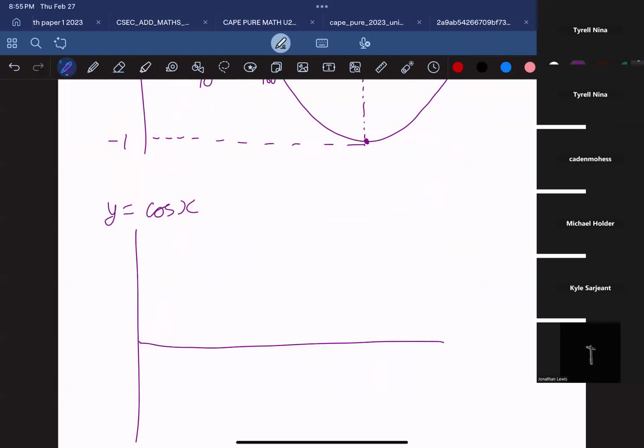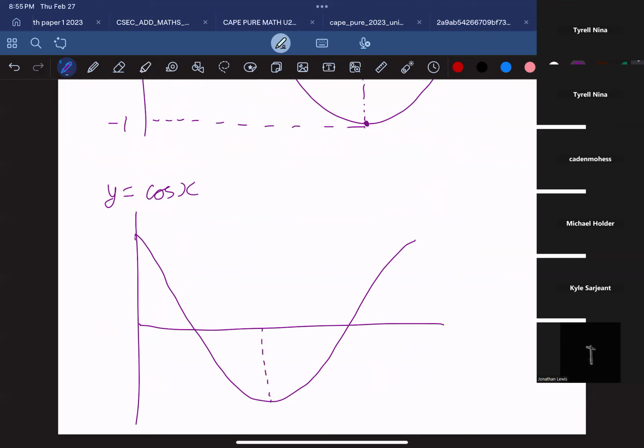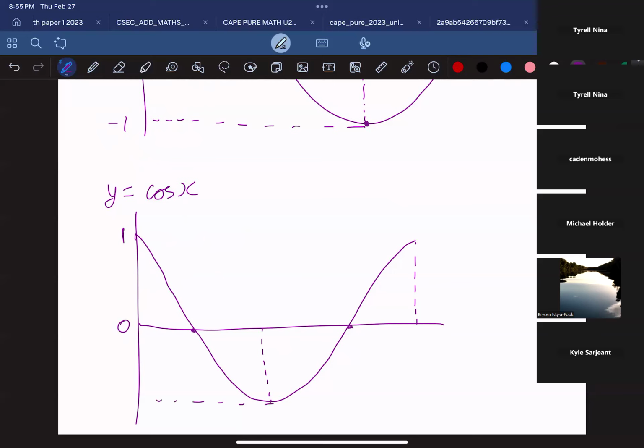So, 4 points here: this point here, this point here, and this point here. So this is 1, 0, minus 1. And for this one I'll put the radians: pi over 2, pi, 3 pi over 2, 2 pi.